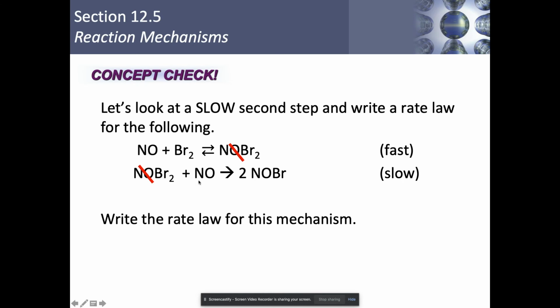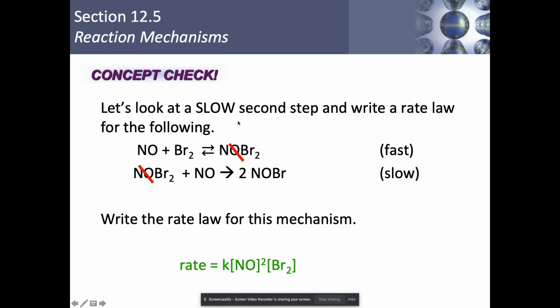Well, I have an NO here. You're only as good as your slowest step, but I need to make NOBr2. In order to make NOBr2, I need these other items. So now my rate law would be this: k times NO raised to the second power, because I have two NOs, Br2 raised to the first power. So if I were to look at the overall reaction order, it would be a termolecular reaction. Again, unusual, but that's what it would be. It would be third order overall, second order with respect to nitrogen monoxide, first order with respect to bromine.